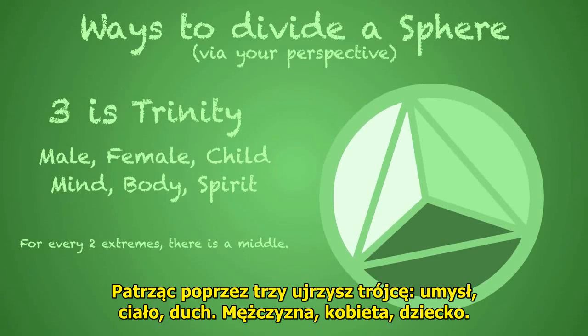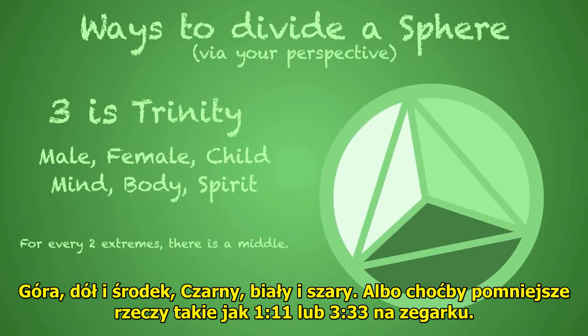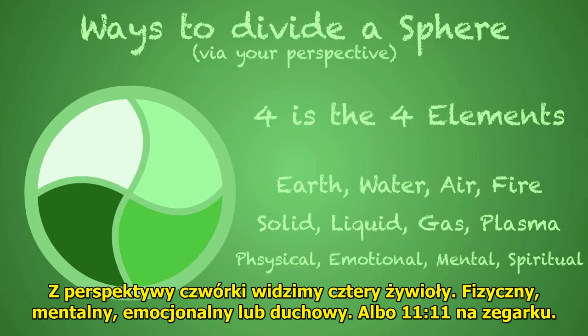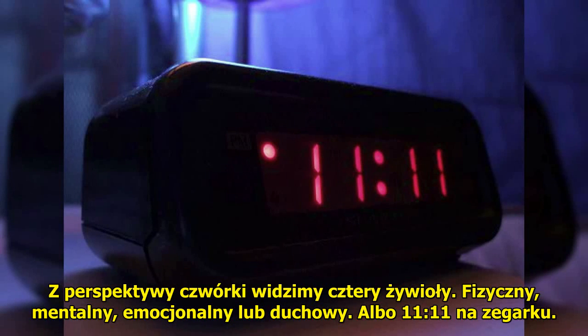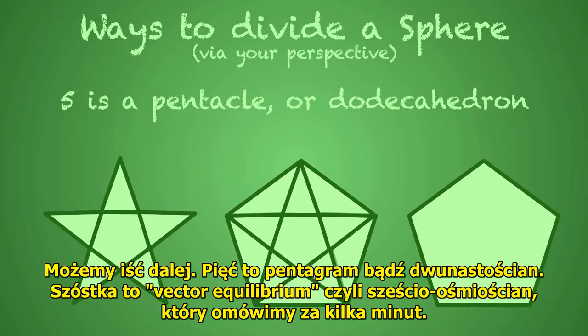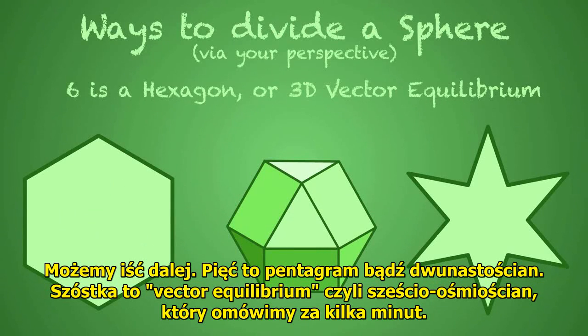If you look through three, you see a trinity: mind, body, spirit, male, female, child, up, down, middle, black, white, gray, or even little things like 111 or 333 on your clock. If you look through four, you see the four elements. They are the physical, mental, emotional, or spiritual, or perhaps 1111 on your clock. We can continue. 5 is the pentacle as well as the dodecahedron. 6 is the vector equilibrium, or cube octahedron, which we'll talk about in a few minutes.